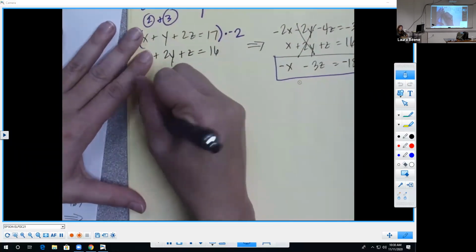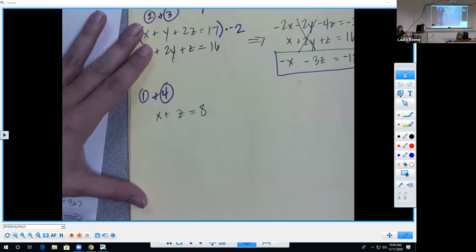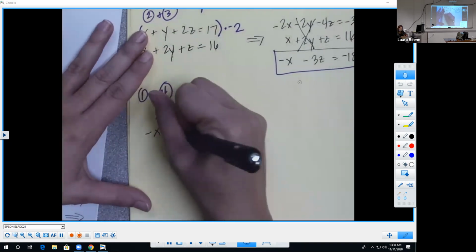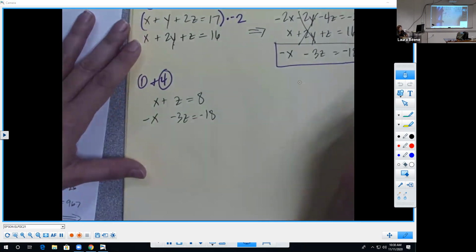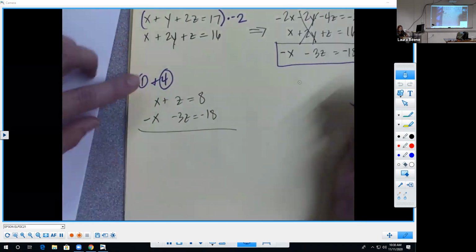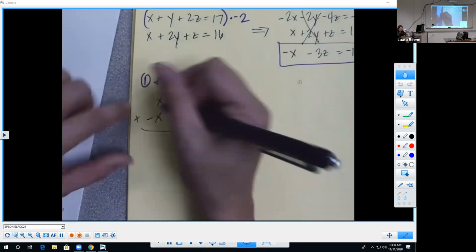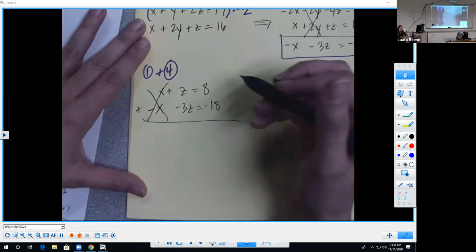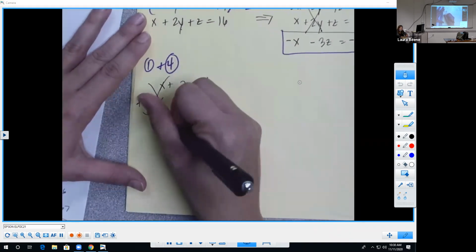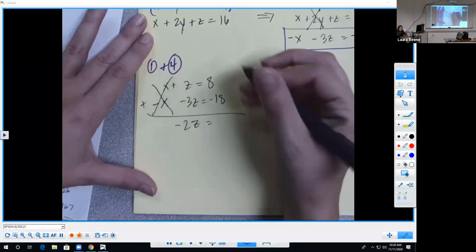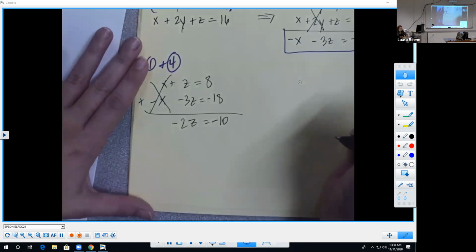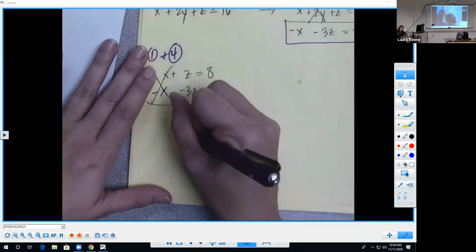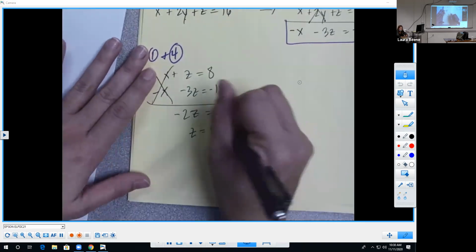So equation number 1 is x plus z equals 8. Equation number 4 is negative x minus 3z equals negative 18. Which letter do you want to get rid of here? X, because it already eliminates itself. Positive x and negative x, when I add these together, those undo each other, right? Z and negative 3z is negative 2z. And 8 and negative 18 is negative 10. Divide by negative 2. And we get z equals 5.